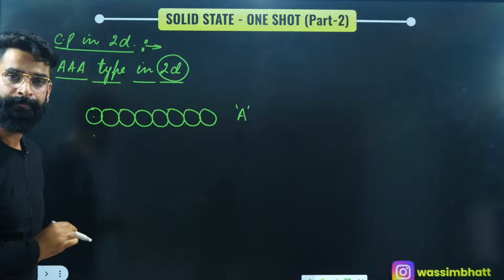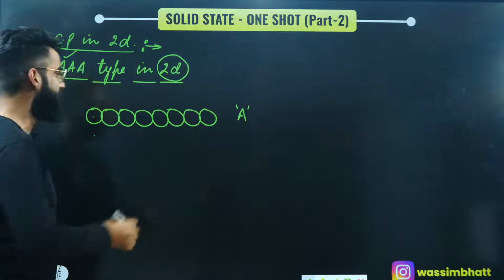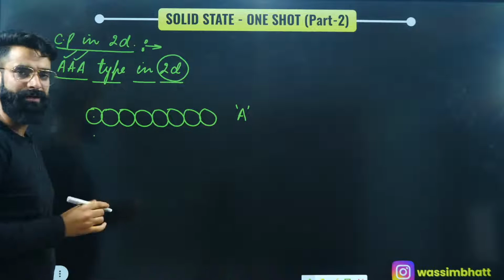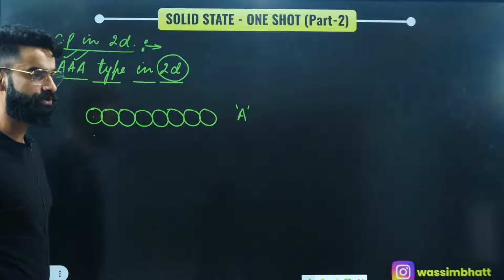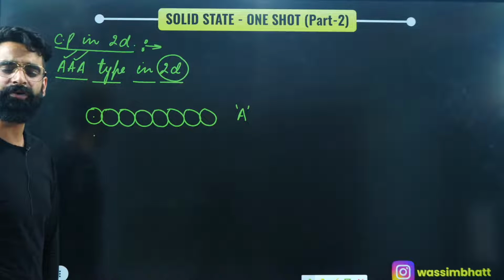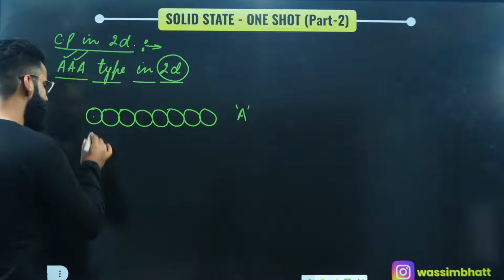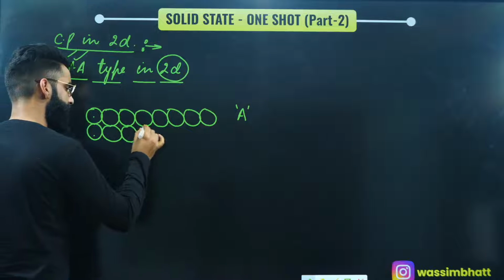The name of the first row is row A, so the name of the second row is also row A, which simply means the second row must be identical to the first row. Yes, the second row must be identical to the first row, which is only possible if the second row particles are exactly below the first row particles.